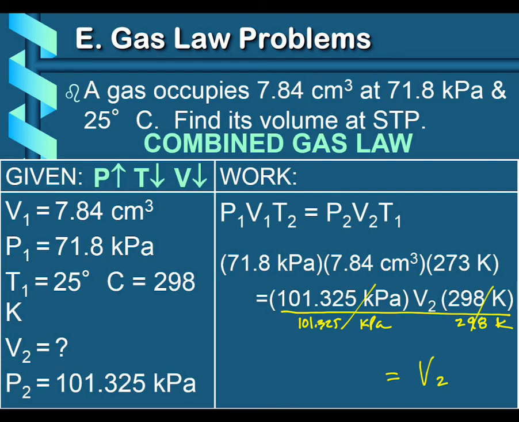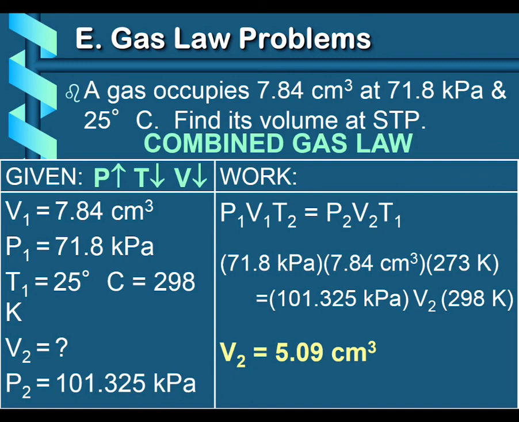So your final math that you put in your calculator would be 71.8 times 7.84 times 273 divided by 101.325 divided by 298, and your answer is 5.09 centimeters cubed. Again, your kPa's cancel, your K's cancel, you're left with a volume unit of centimeters cubed. Make sure you can put this into your calculator.